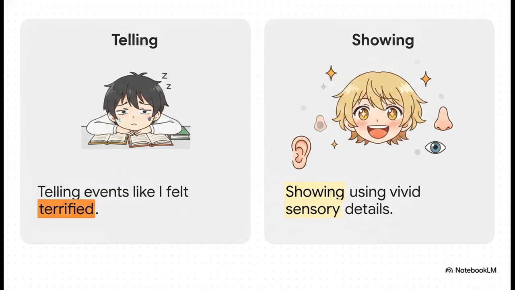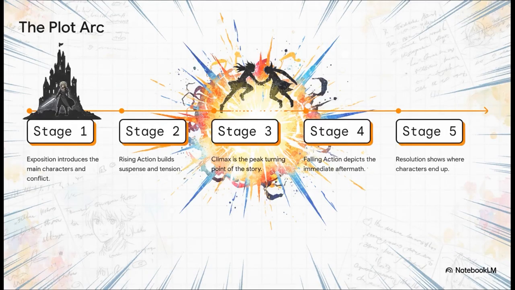Focus on showing versus telling. Identify places where the writer summarizes events, for example, I felt terrified, instead of using sensory details, dialogue, or action to build the scene. The narrative arc. Look for the structural backbone of the story. Pinpoint the inciting incident, what sets the story in motion, and the climax, the moment of highest tension.